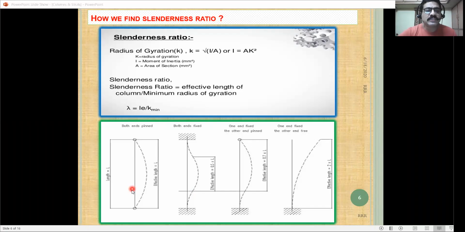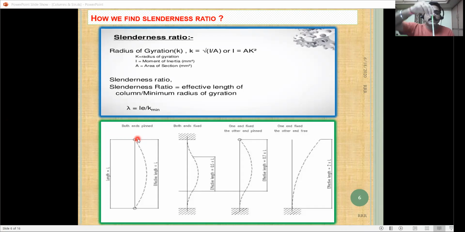So first, consider the boundary condition where both ends are pinned. What does that mean? Pinned means it is able to rotate. Rotation is possible, and only horizontal and vertical reactions will be there. It cannot move horizontally and it cannot move vertically, but rotation will happen. That is the meaning of a pin, right? Everybody should know.